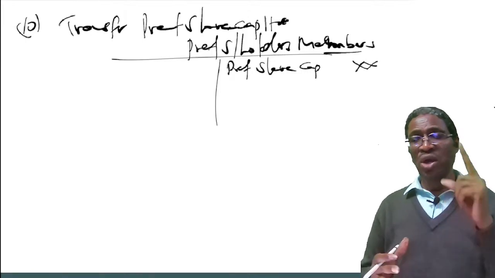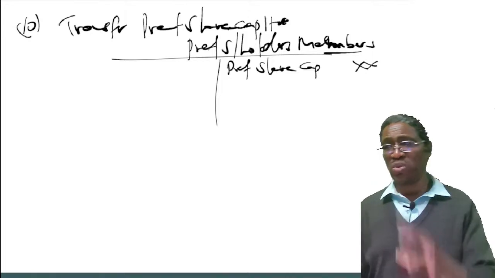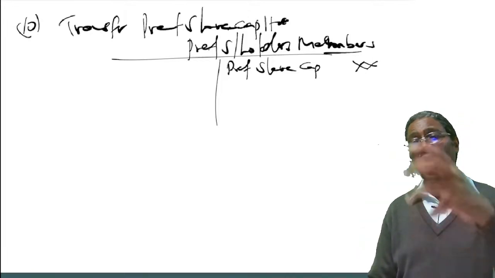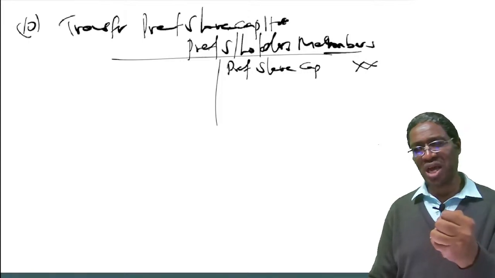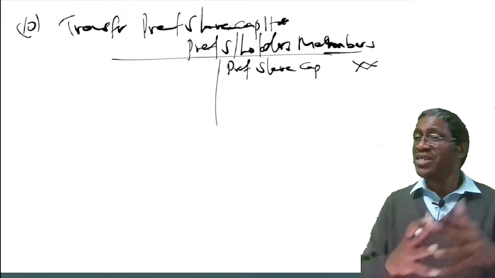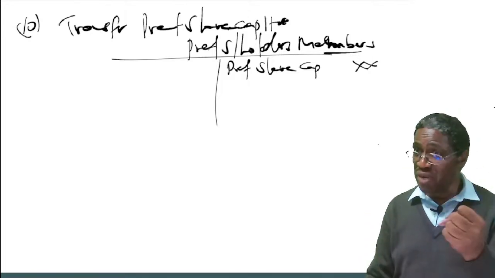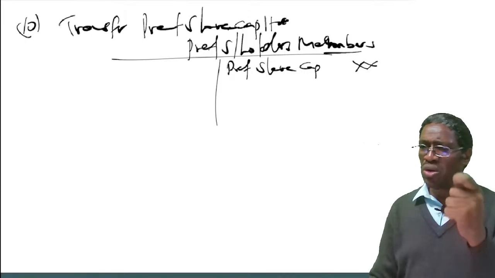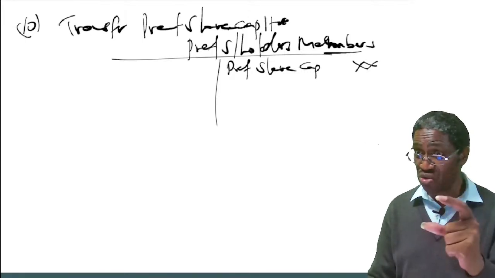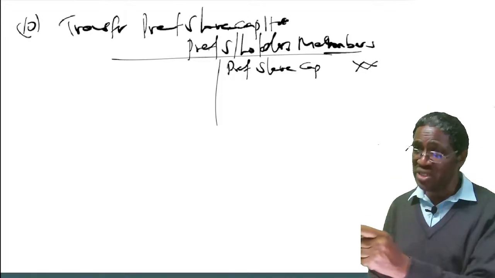Now, when we were doing the topic of internal reconstruction, we had to capitalize that liability. In other words, make it now a liability. It is not in the books, so we were making it a liability. How? You remember, we were debiting the account called capital reduction, and we were crediting the account called contingent liability.